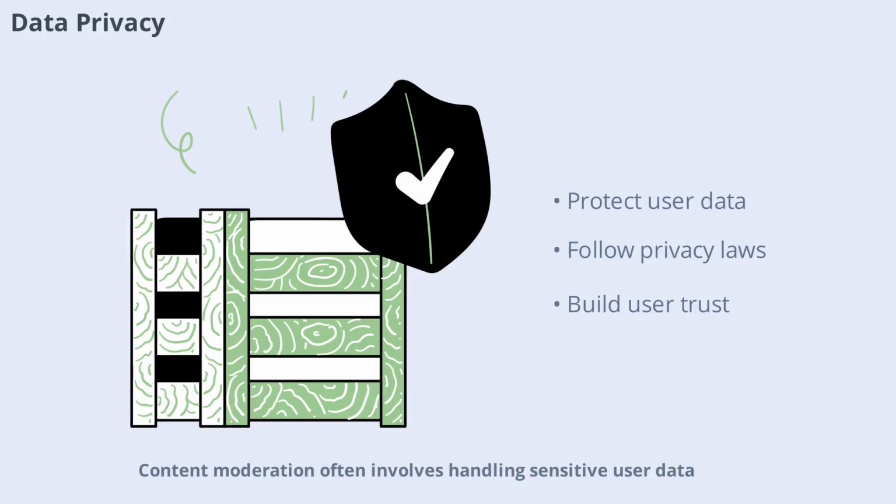Content moderation often involves handling sensitive user data. Platforms must prioritize data privacy by following best practices, securing information, and being transparent about data use. Compliance with privacy laws builds user trust and protects against legal risks.